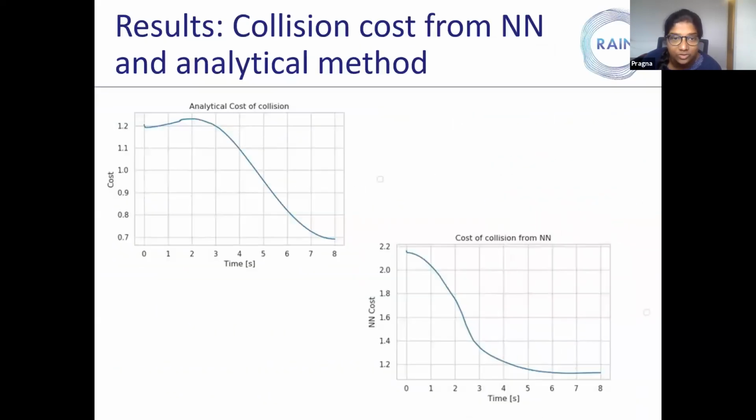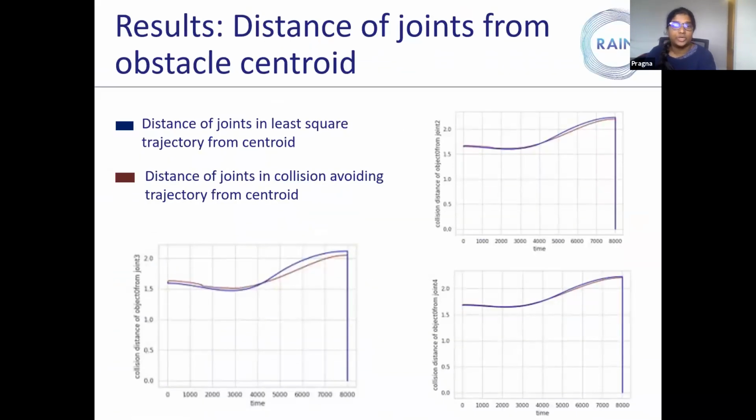And sorry, one more thing. Also you see with the progression of IK, the cost of collision is gradually decreasing. So the IK chooses those joint angles for which the cost of collision decreases at every step. So we are maximizing the distance between the centroids and the joints through minimizing the cost of collision.